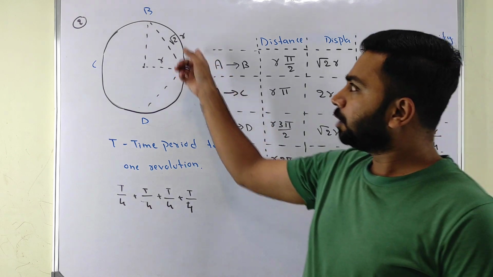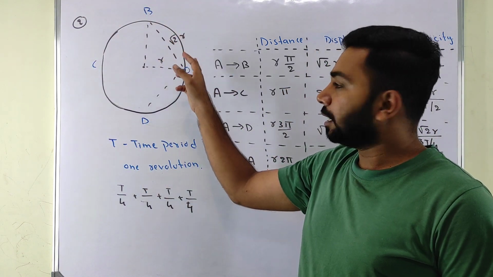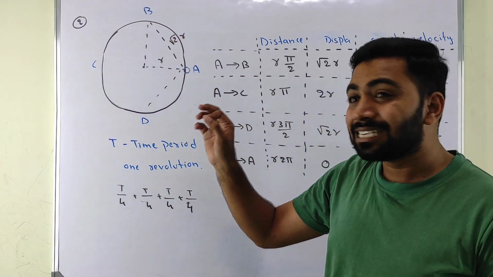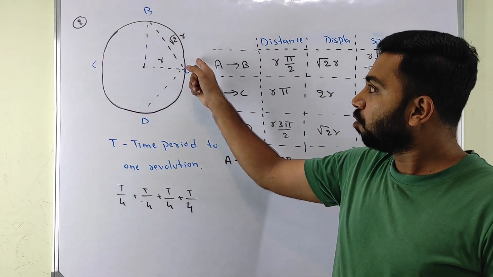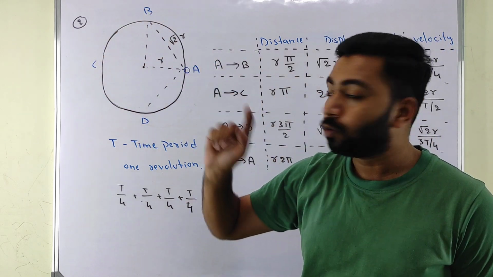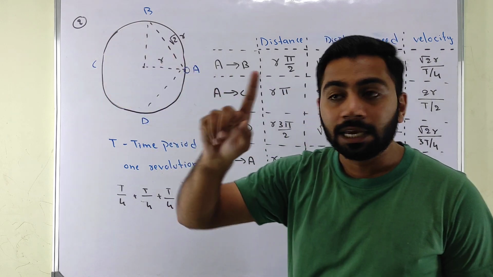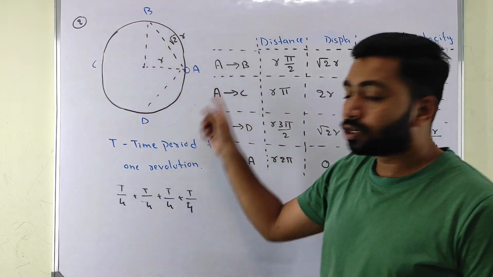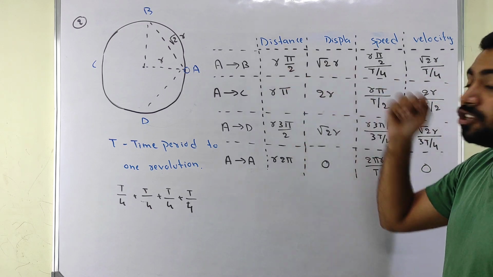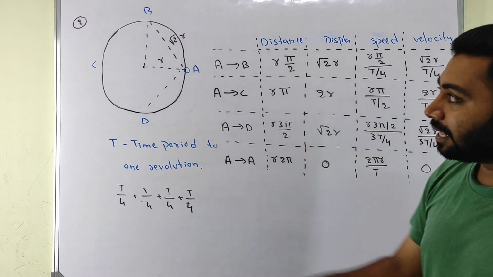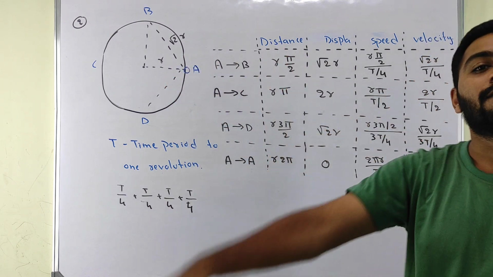Now see, if they say a particle is taking 2t time for one revolution, then to go from here to here takes t by 2, from here to here t, and for one full revolution 2t. Like this, t will change, but the other values will be the same. Whatever radius they ask, put the radius in and get the value.